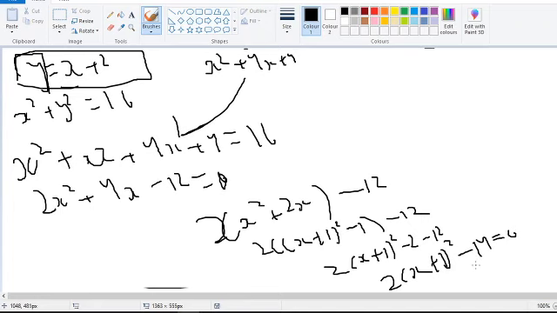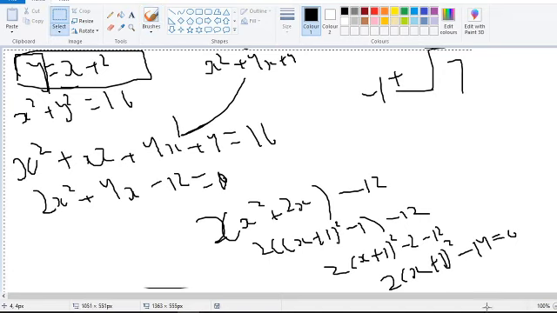Simple. So then you would literally just do minus 1 plus or minus root 7. Simple. And that would literally be the answer. So that's how you do the quadratic simultaneous equations.